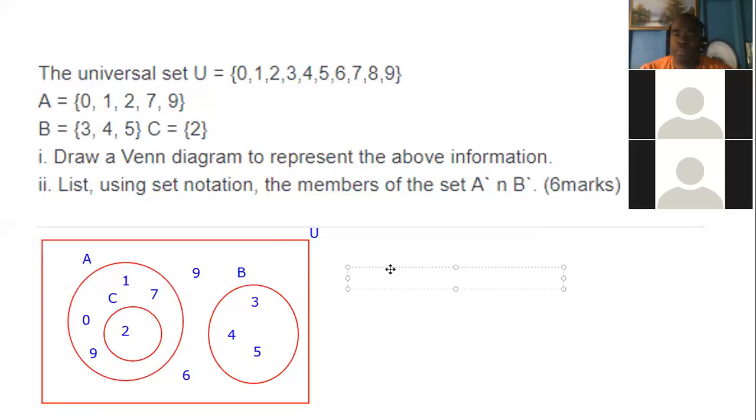All right. Now, part two of the question says list, using set notation, the members of the complement of set A intersect with the complement of set B. Now, this is easy. So, first thing you do, make life easy for yourself. You're going to list the elements of set A complement. That is basically what does not belong to set A. So, of course, 3, 4, and 5 do not belong to it. I want to say 6 and 9 belong to it.